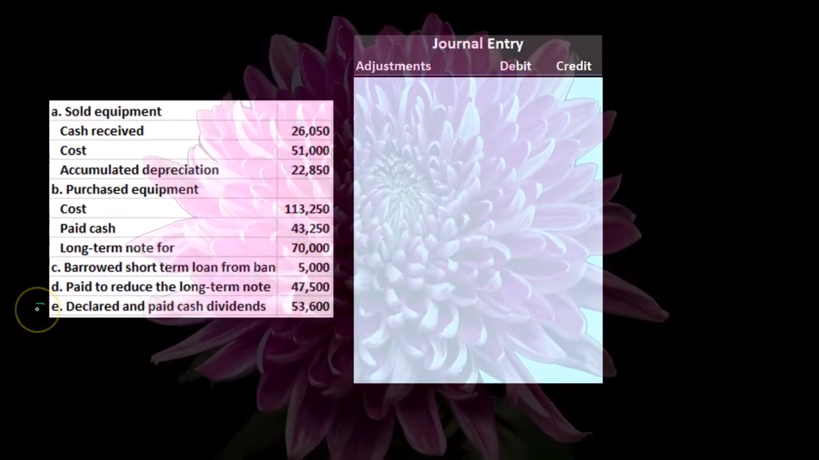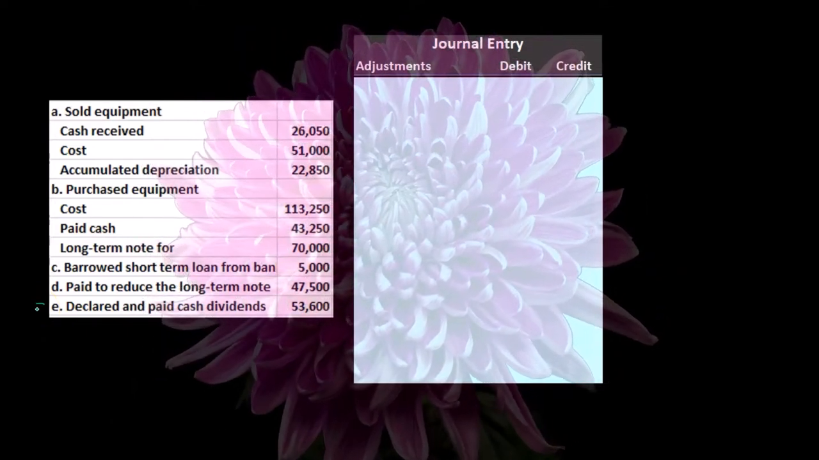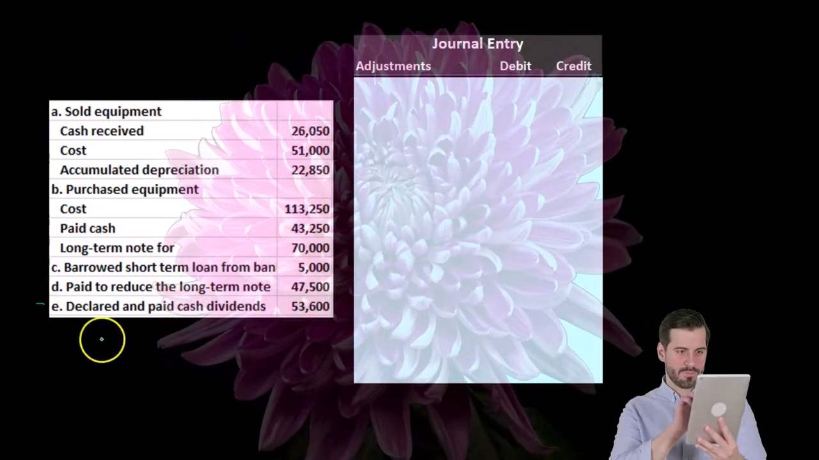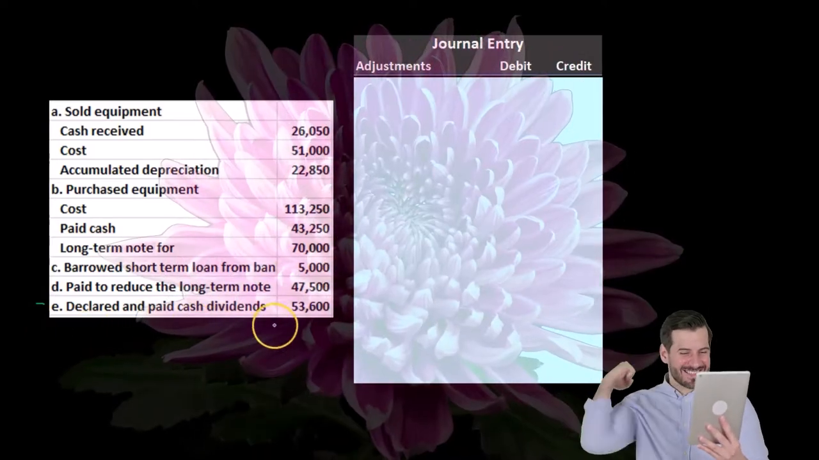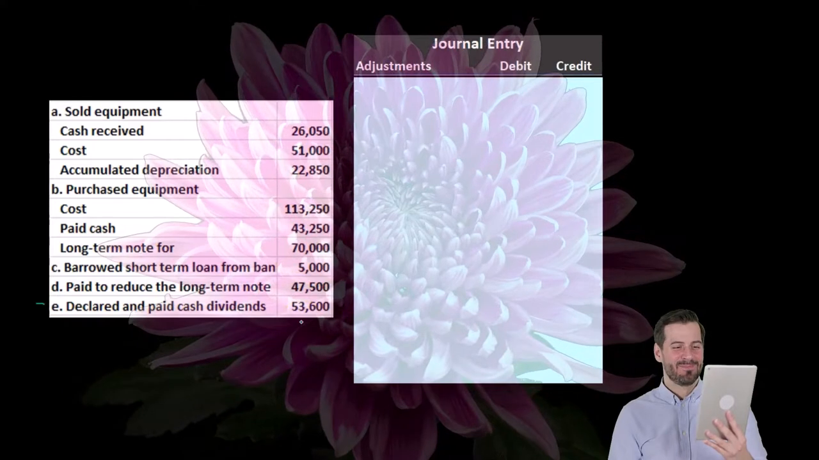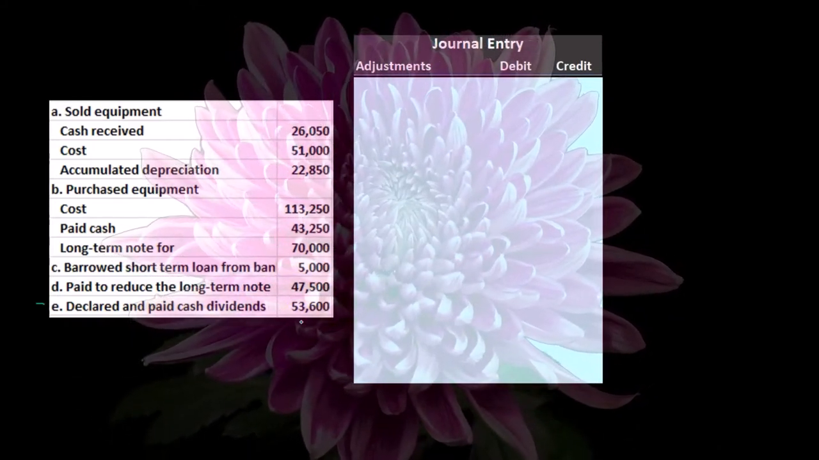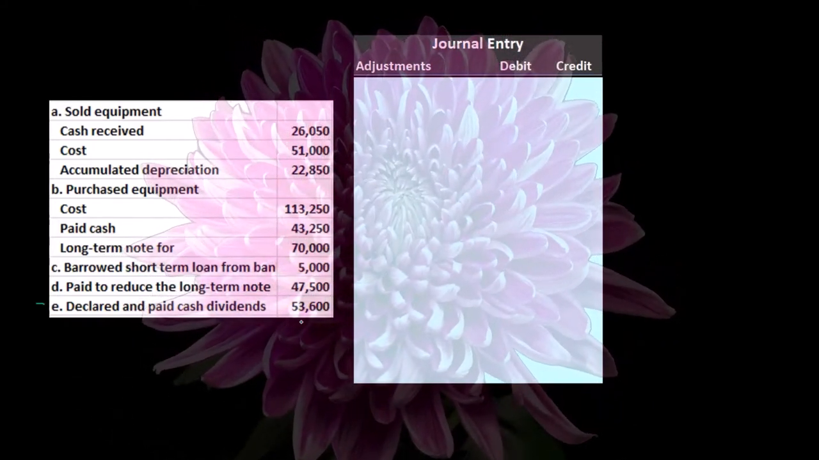We're going to start here with E because that's actually going to be a smaller journal entry. So that's where we will start. We'll pick off that one first, then move from there. It says we declared and paid cash dividends of $53,600. So anytime we get this added information, I would think about the journal entries related to them.